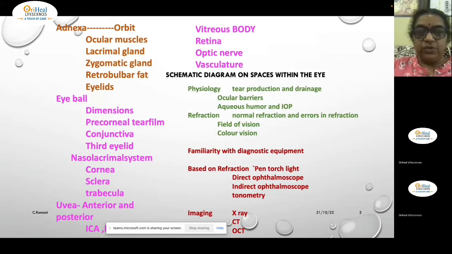Then a little about refraction. Though refraction is not a very big concern in animals, you should still know a little of the physics of refraction. And then comes the field of vision, color vision, etc. And how to diagnose with some basic ophthalmic instruments and equipment. You should have familiarity with the basic ophthalmic diagnostic equipment, so that also we will go through. And you should also know that advanced imaging techniques are also there apart from this. Okay, so now we will see the adnexa.